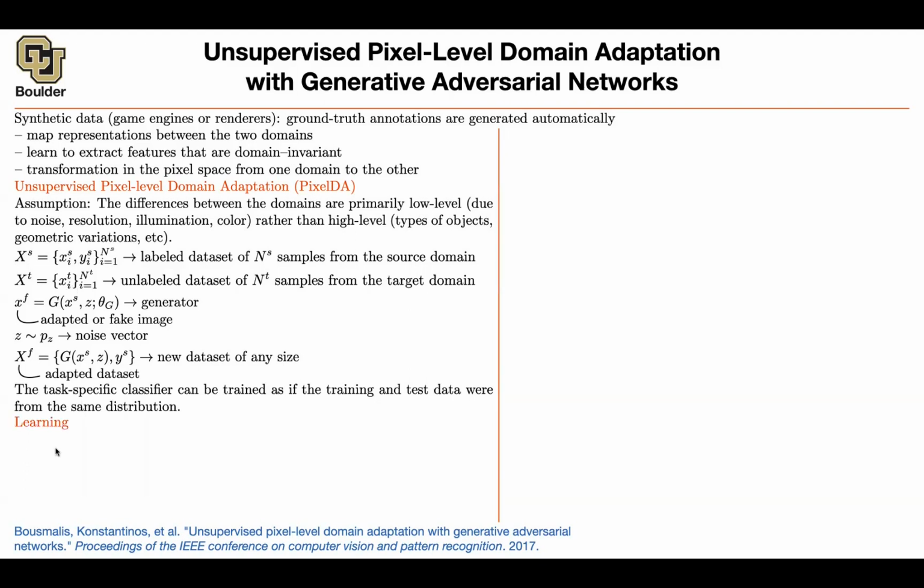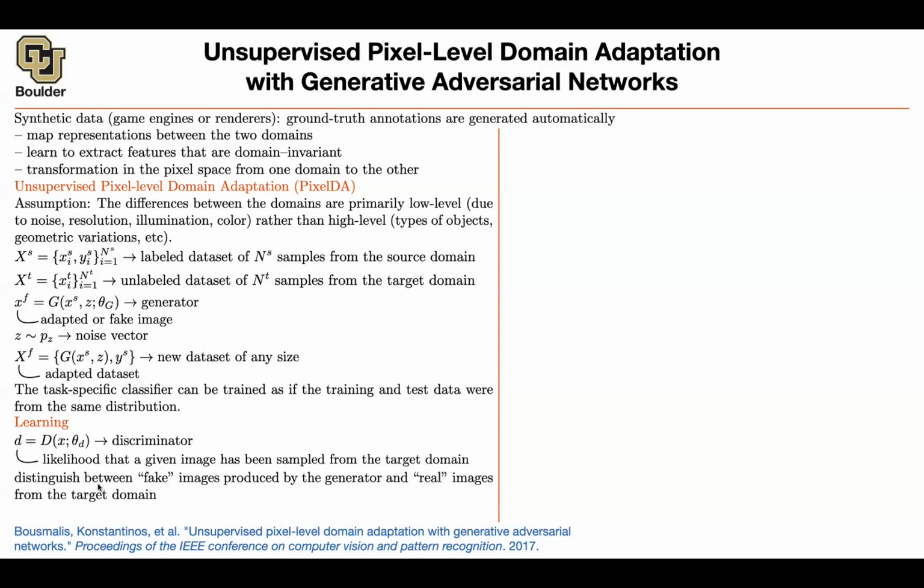How do you do your learning? What are your objective functions? You're going to write a discriminator. Why do you need this discriminator? You need a discriminator because you need to train G, so that G is going to generate images, X_F type of images, that are hard to distinguish from the target images. Exactly, you're trying to distinguish between fake and real images. And then you're going to write down your classifier on top of that, on top of this data set. Okay. How do you train that? What is your loss function?